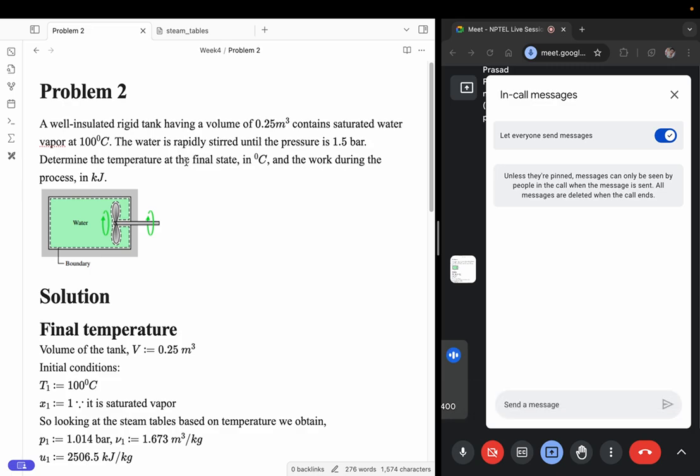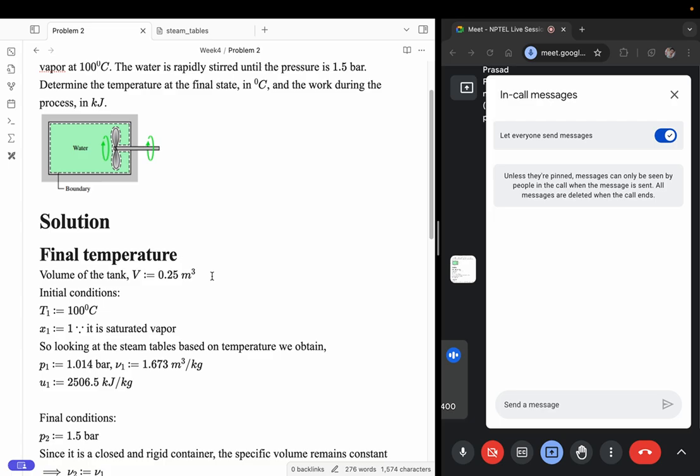So again we resort to the steam tables. We know initially that it is a saturated vapor, so from there we will calculate the specific volume. We know that since it is a closed tank, the mass is remaining constant. So if volume and mass are remaining constant, then specific volume will also remain constant. So we calculate the specific volume at the initial state, and this specific volume is going to remain the same for the final state also. So now at the final state we have pressure and specific volume. So from that we will be able to calculate the temperature.